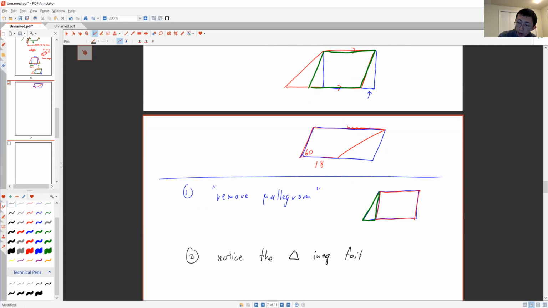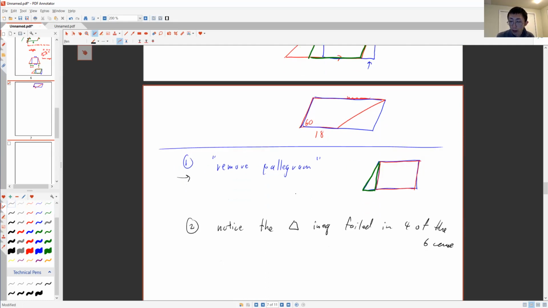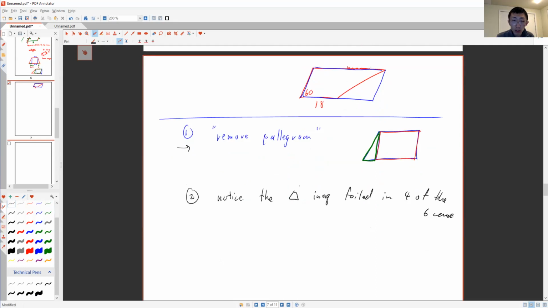Failed in 4 of the 6 cases. So this is not an easy observation, and neither is removing the parallelogram observation. But if you can notice these both relatively quickly, then this becomes a more doable AMC 12 number 24.